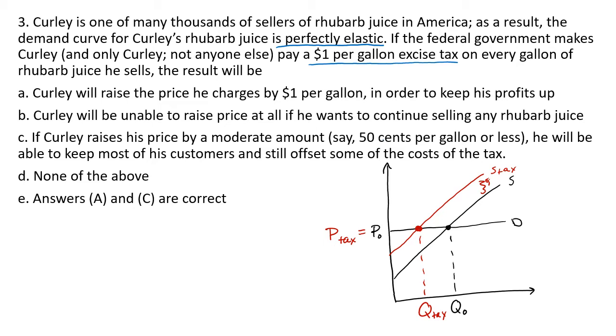So A says Curly will raise the price he charges by $1 per gallon in order to keep his profits up. He might like to do that, but he can't. He'll lose every single customer if he does. B says Curly will be unable to raise the price at all if he wants to continue selling the juice. That's true. That's what our curve shows us because demand is perfectly elastic for Curly. If Curly raises his price by a moderate amount, say 50 cents or less, he will be able to keep most of his customers. That is again not true. Even a penny is too much in this case. So our answer here is B.